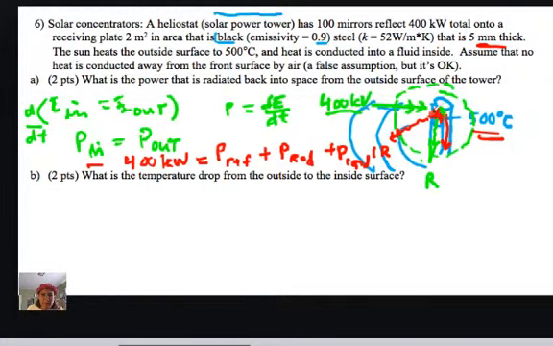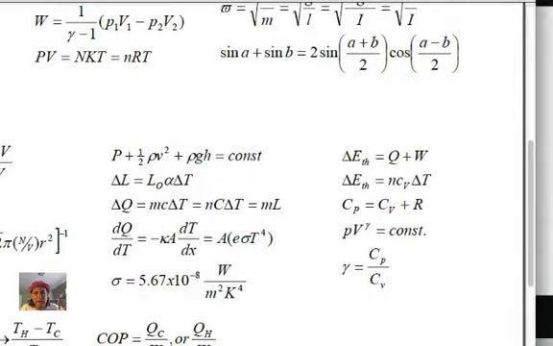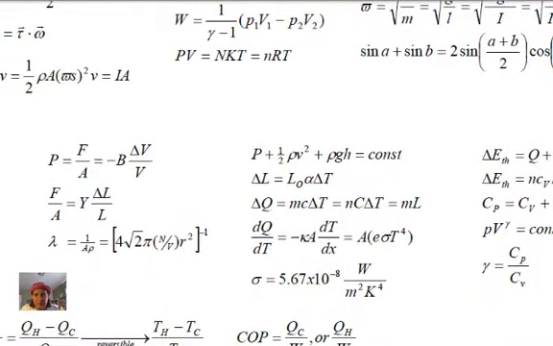So that's the setup of the problem. The question is, what is the power that's radiated back into space? So he's asking for this term right here. Now let's go over to the equation sheet and remind ourselves of the different terms we have. Let's see, do we have any equations here? This is the area where you've got the equations for heat transfer.